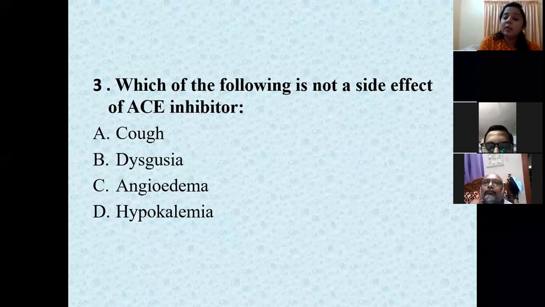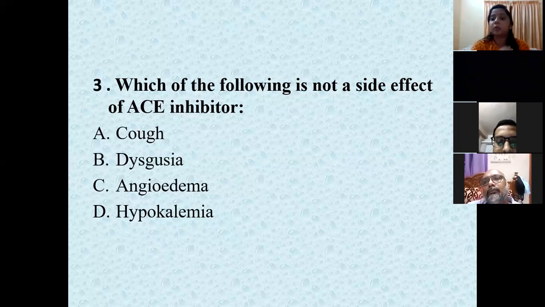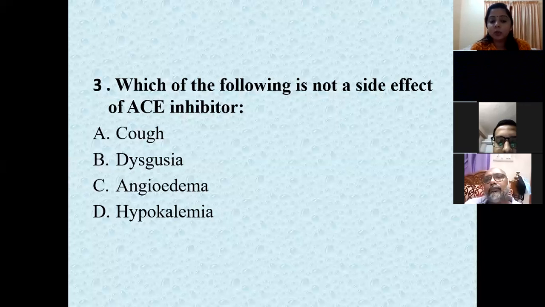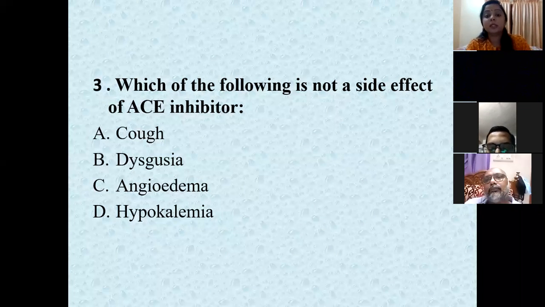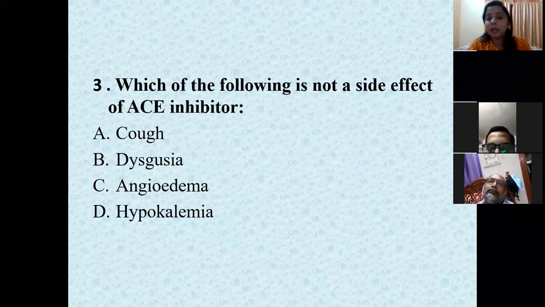Which of the following is not a side effect of ACE inhibitor? This question was also asked twice in the 2020 NEET. Options were cough, dysgeusia, angioedema, hypokalemia. How will you approach this question? If such a question is being asked repeatedly, you have to know what an ACE inhibitor is. ACE inhibitor is an antihypertensive drug, an angiotensin converting enzyme inhibitor. So another topic comes up: you have to know about the antihypertensive drugs also.